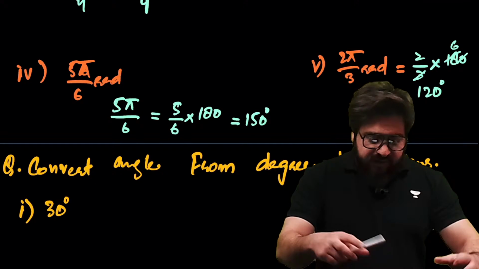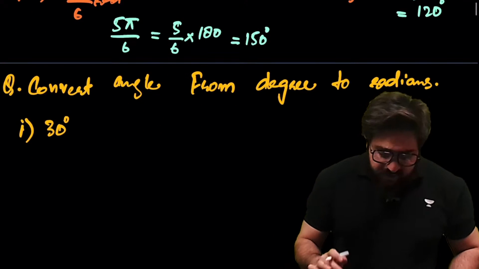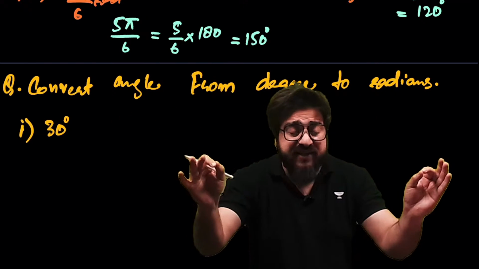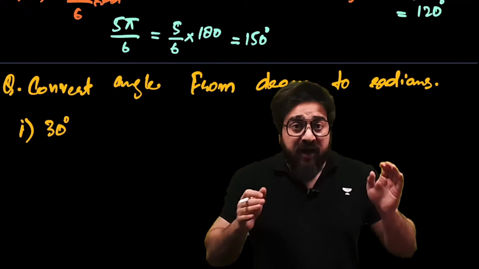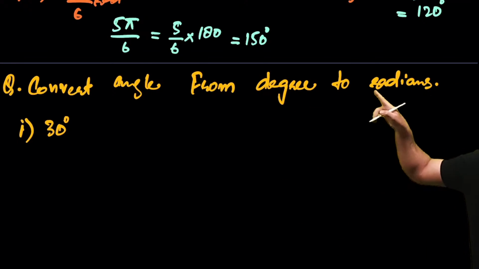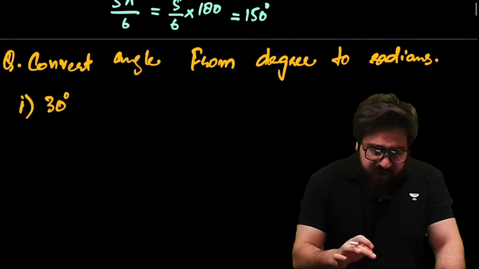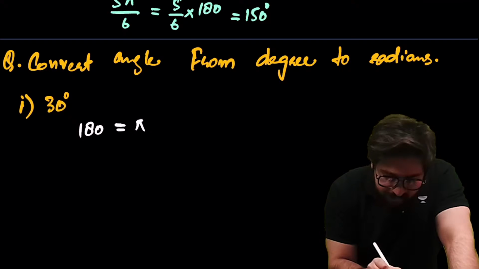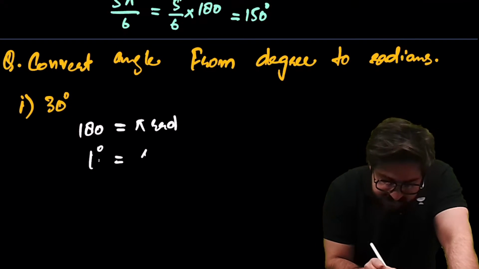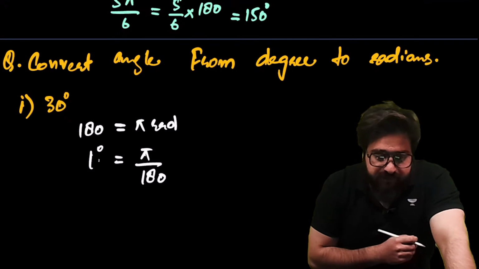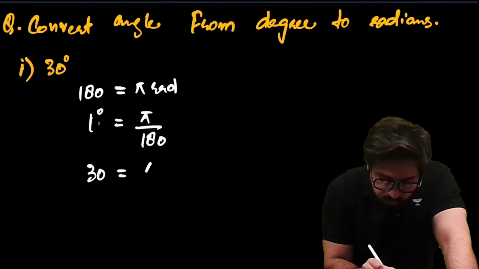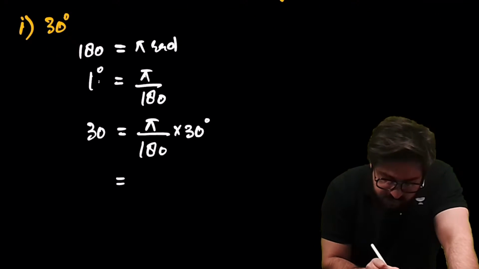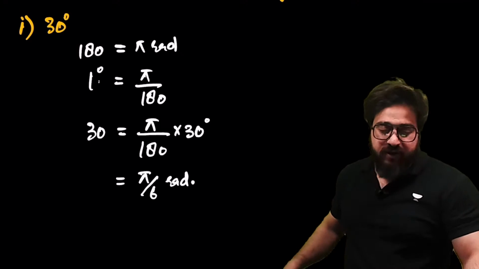Now listen to me very carefully. If somebody says, sir, convert this 30 degree into radians, convert angle from degree to radians, how will we exactly do it? First, we'll go with the normal method. We say 180 degree is equal to pi radians, so 1 degree is equal to pi divided by 180 radians. Similarly, 30 degree is equal to pi divided by 180 multiplied by 30, and in this case this will be pi divided by 6 radians.